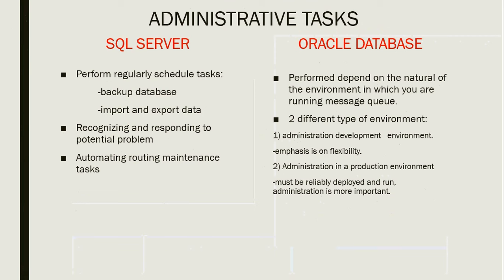There are two different types of environment. First, administration in a development environment, where the emphasis is on flexibility. Second is administration in a production environment, which must be reliable, deployed and running. Administration is more important.